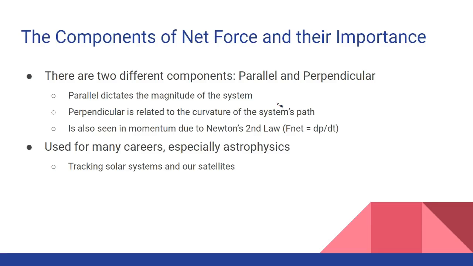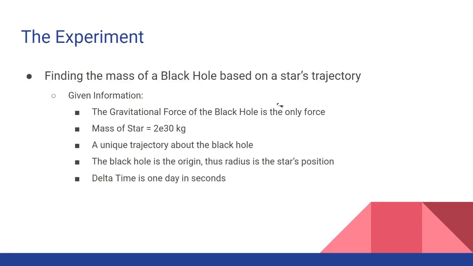This is important to understand for many careers, especially astrophysics, as we'll see later, as you can use it to track solar systems and how we actually launch our satellites to make sure that none of our satellites crash into one another. The experiment we had for this lab was a code-based simulation in which we were analyzing a black hole and a star that is moving about it. And the problem we had to solve was finding the mass of the black hole based on that star's trajectory.